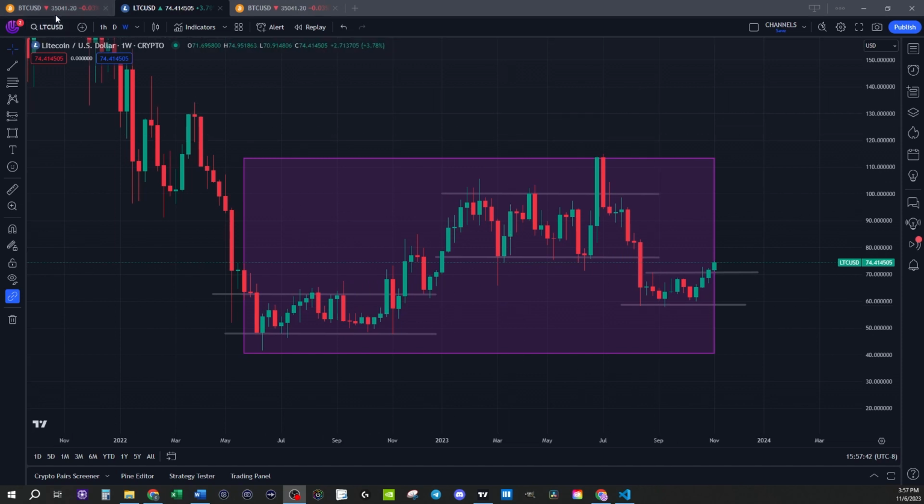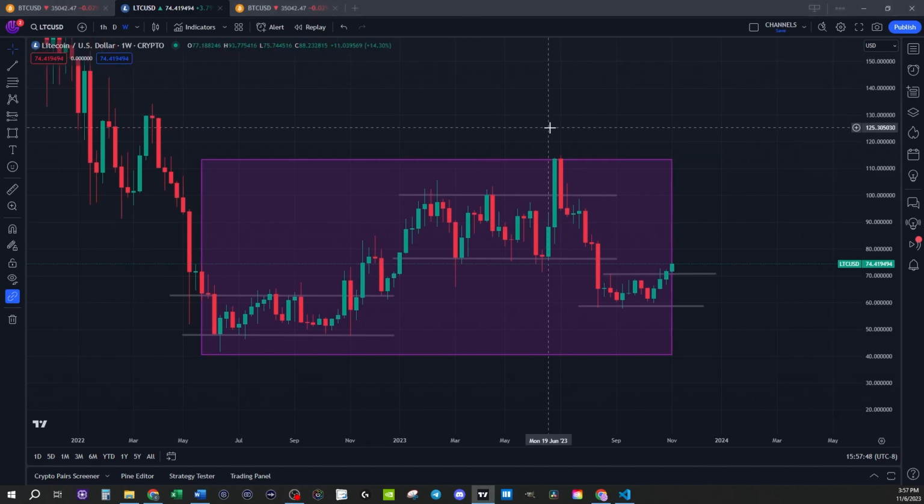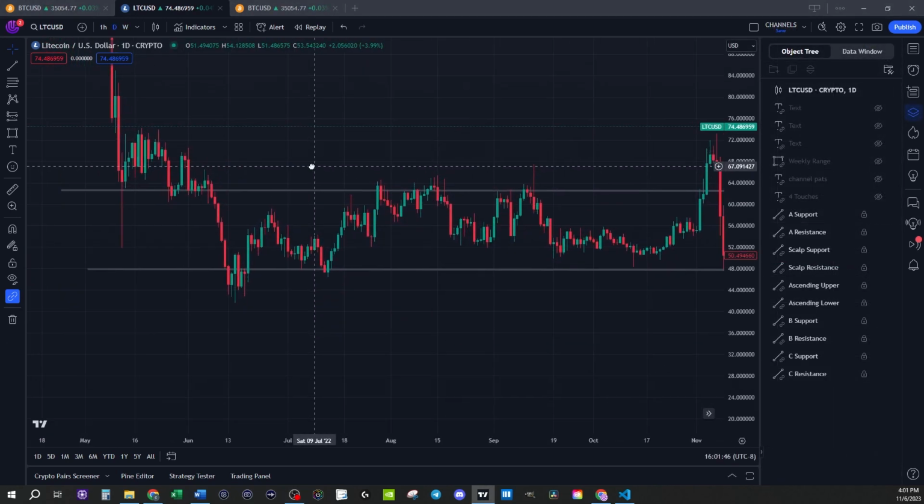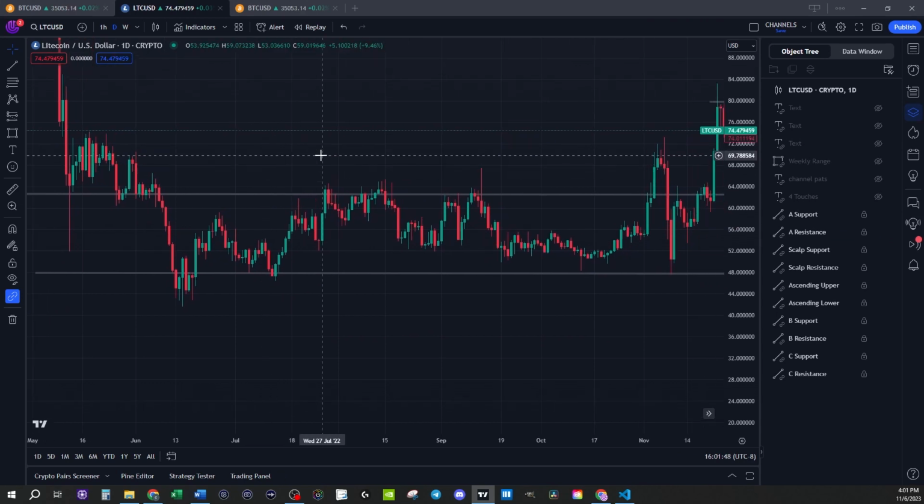Here we have Litecoin on the weekly time frame. And I've been tracking this for a while now, and you can see within the past 16 months or so, there have been about 5 identifiable channel patterns. So let me just walk you through them real quick. Now, moving down into the daily time frame, we can see price action a little more clearly.